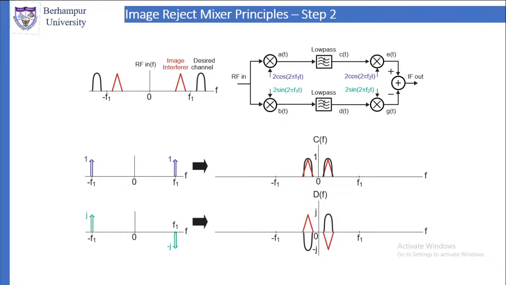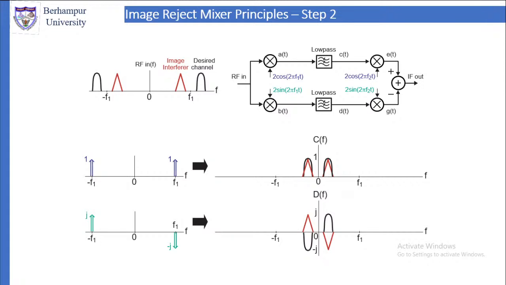And now come to the second step. In the second step, the middle row shows what we get after the filtering at C. So what is C? These are the frequency domain of C and the frequency domain of D. These two are shown here.